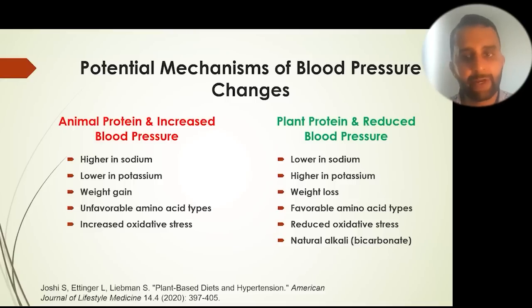Plant protein, on the other hand, has been associated with and studied to lower blood pressure. And the reasons are basically the opposite of what I stated with animal protein. These foods tend to be lower in sodium. They tend to be higher in potassium, which is very important in helping reduce blood pressure. These foods tend to be associated with weight loss.